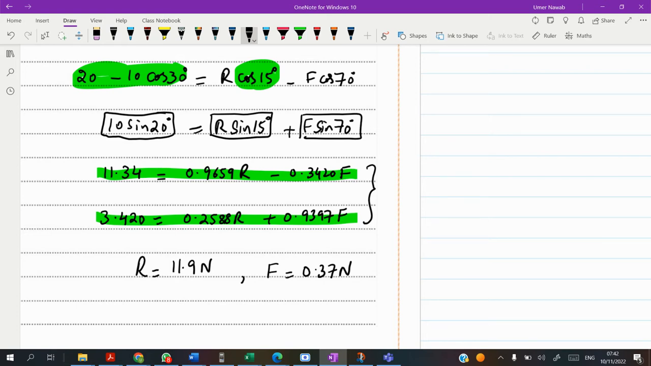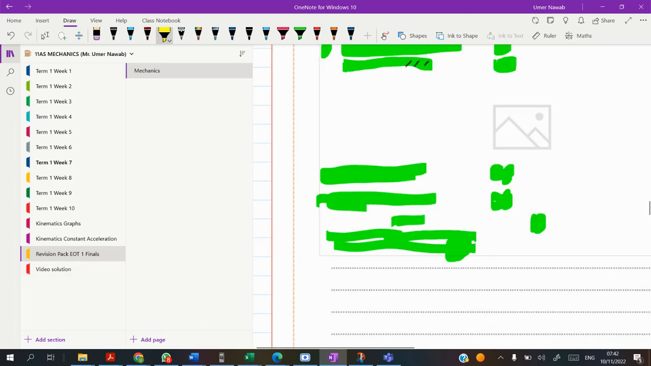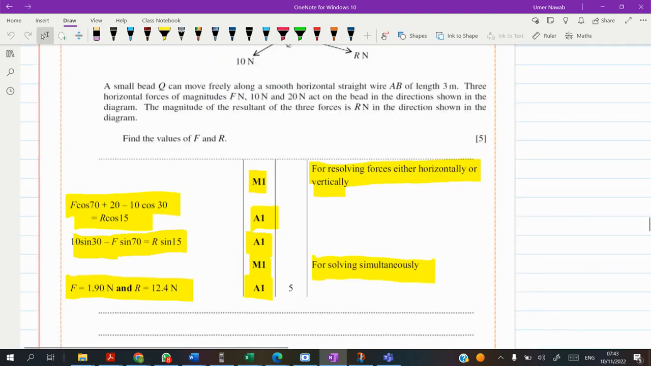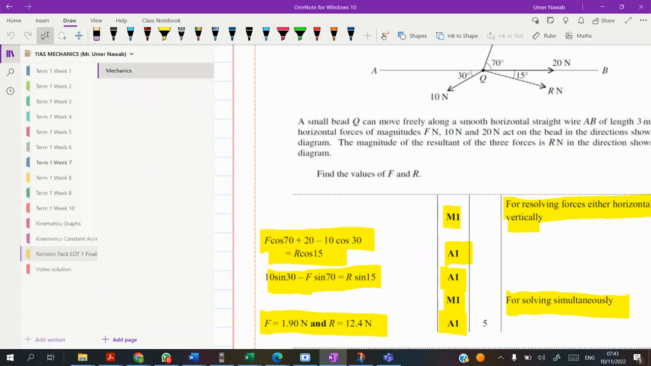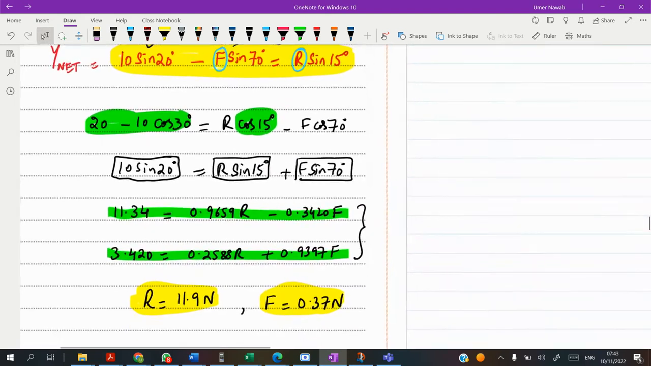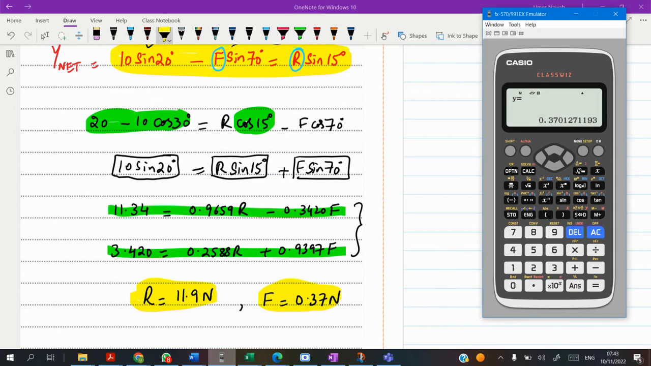You can cancel f and try to get the value for r. This is well understood. You know how to solve the simultaneous equations manually. I want to check my answers from the marking scheme. 11.9 and 0.37. Let's check. Did we get the same answer? Let's check that. This was our answer. Video solutions: we got 11.9 and 0.37. Is our calculator giving us the right answers?